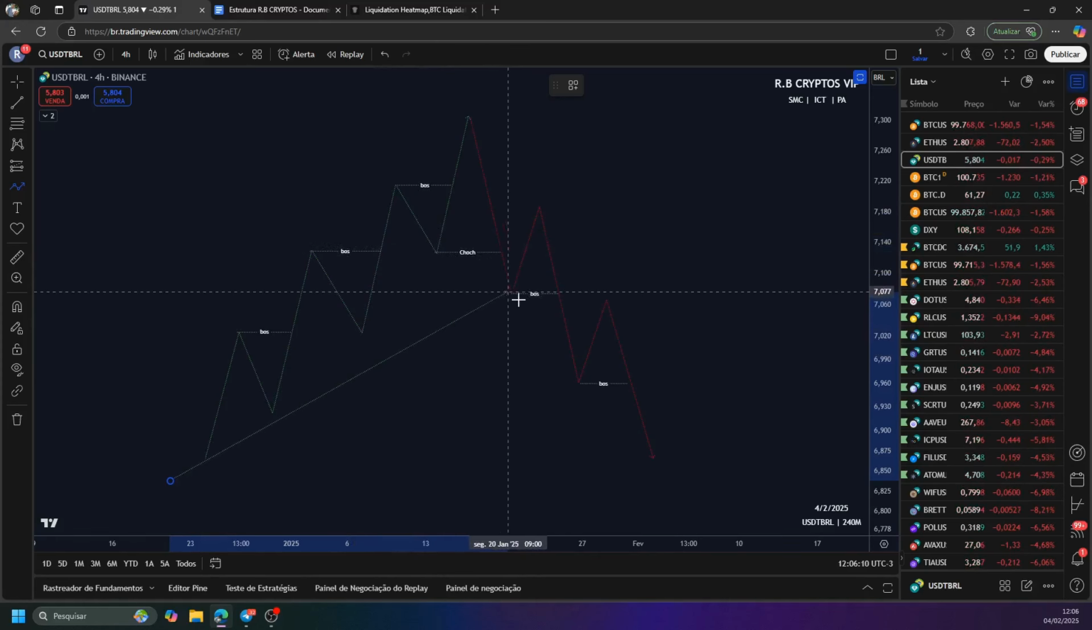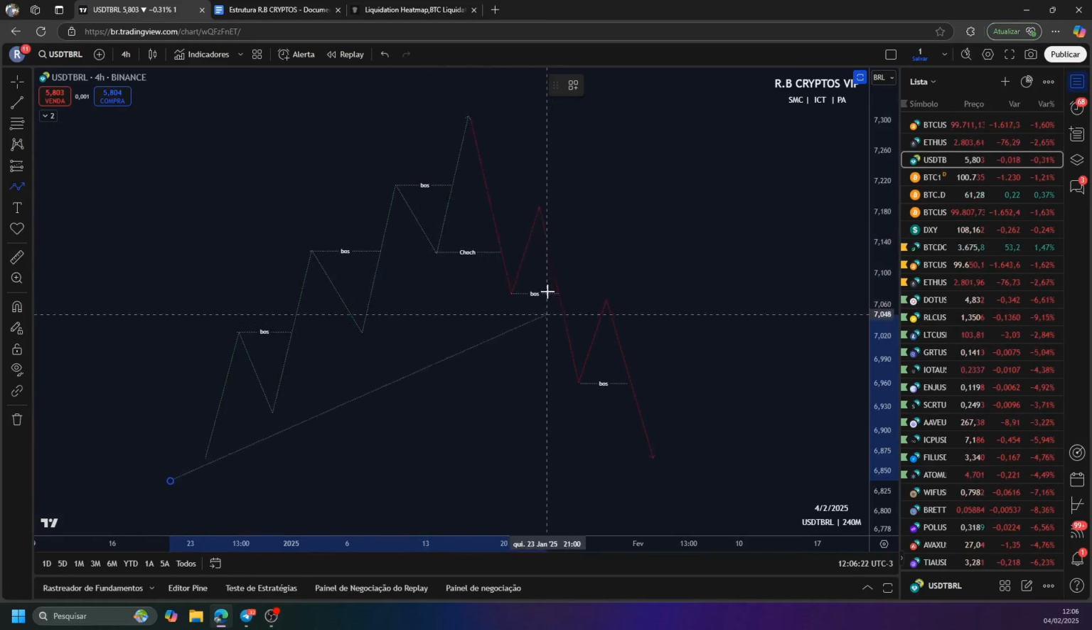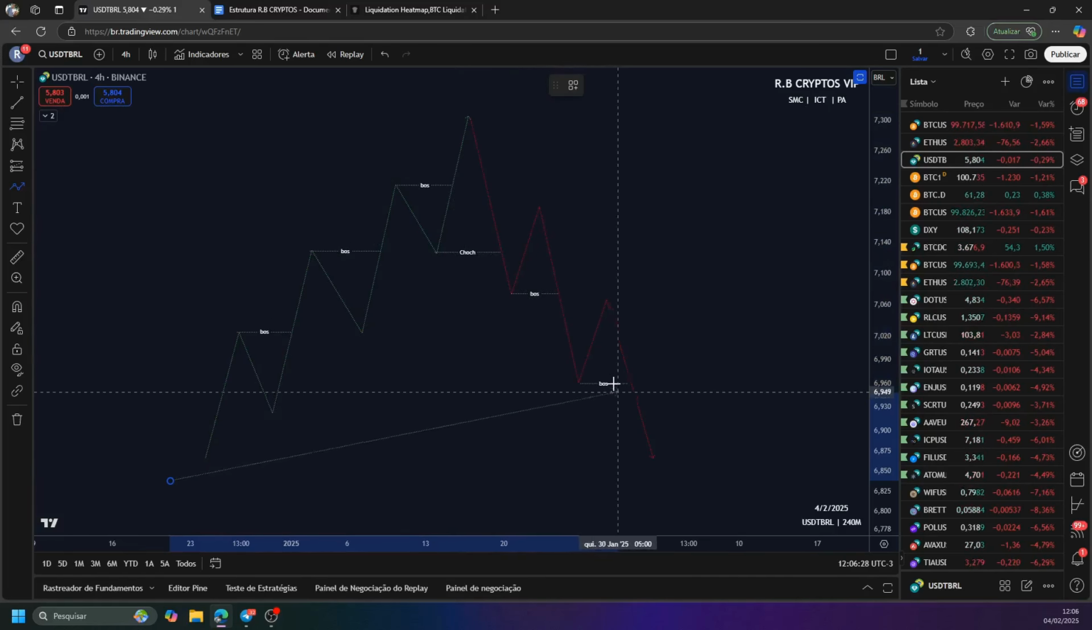Here's a low that was formed after a downward impulse, a bearish impulse. In other words, the market made this impulse, formed a shock, made the correction, broke again. We have a BoS continuing the bearish flow. We had a new break, pullback, new break. The market tends to make a pullback.